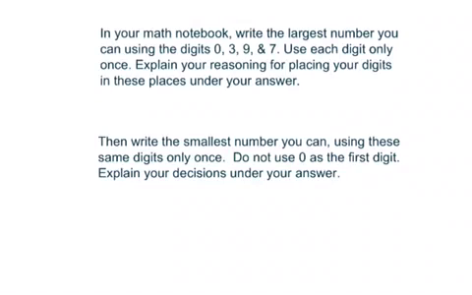If you've completed your first step, the second one is now you're going to try and write the smallest number you can using the digits again, only once. You can't use 0 as your first digit, so don't try that. And then again, after you've written the number, go ahead and explain your decisions as to why you put those numbers where you did. Go ahead and pause it until you're ready.